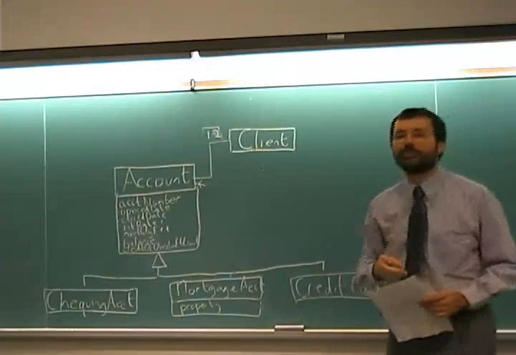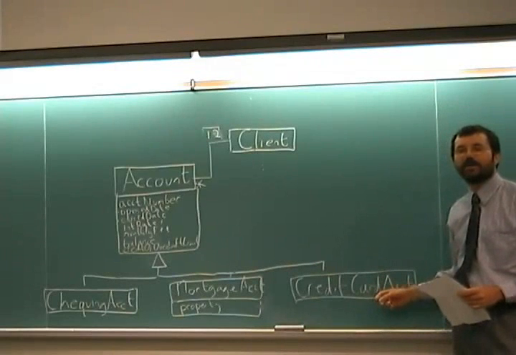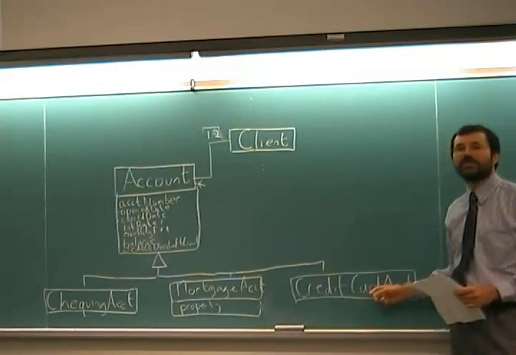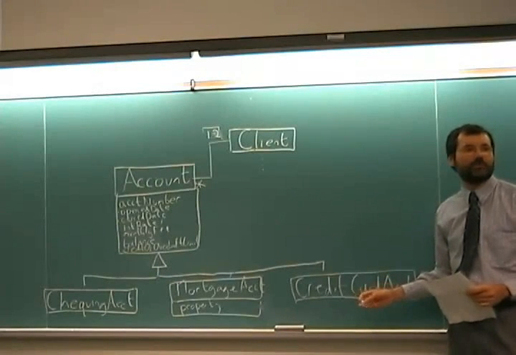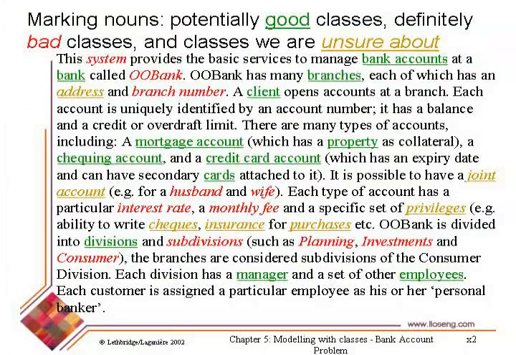Yeah. Expiry date? Okay. Does a credit card account have an expiry date? Is that what has an expiry date? How many people think a credit card account has an expiry date? What does it actually say in the problem? Let's go look at the problem. It says, checking account and a credit card account which has an expiry date and can have secondary cards attached to it. So it does say a credit card account has an expiry date. Right. So we can put that expiry date in there.